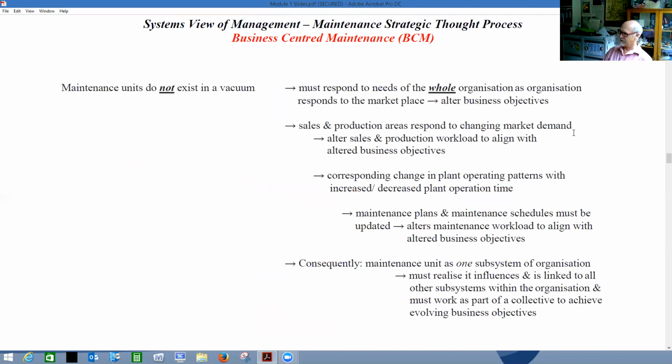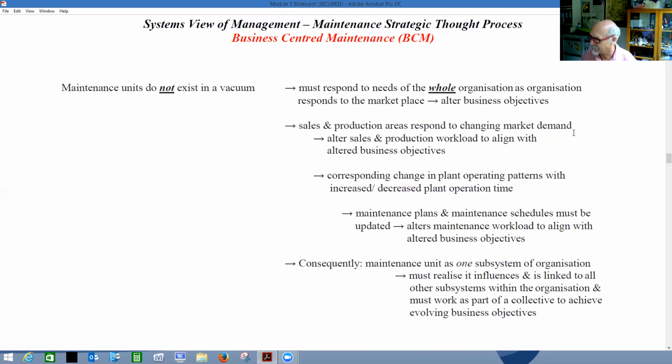So, as I say, if you alter the business objectives, it will alter the production objectives, which will alter your maintenance objectives. Sales and production areas respond to changing market demand, altering sales and production workload to align with the altered business objectives, and a corresponding change in plant operating patterns with increased or decreased plant operation time.